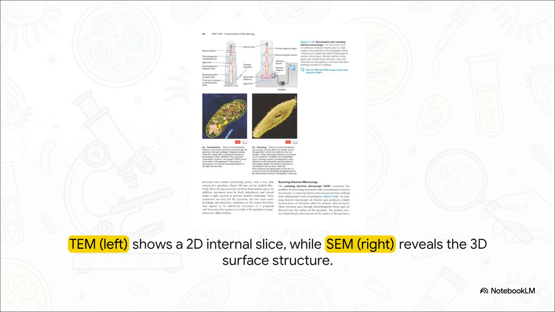Now, this technology comes in two main flavors. On the left, that's an image from a transmission electron microscope, or TEM. It works by shooting electrons through an incredibly thin slice of the specimen, giving us this awesome 2D cross-section of all the machinery inside. On the right, that's from a scanning electron microscope, or SEM. This one bounces electrons off the surface of the specimen, generating a stunning 3D view of what it looks like on the outside. So real simple, TEM is for seeing inside, SEM is for seeing the surface.